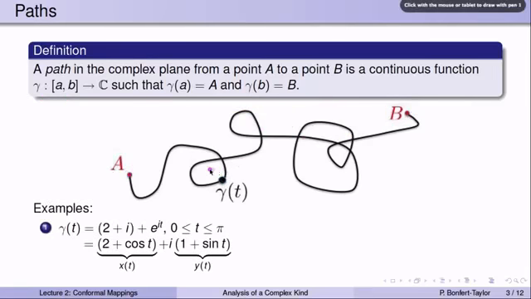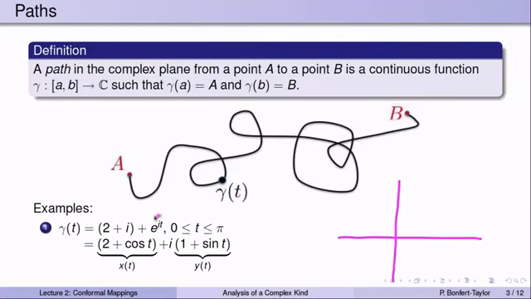Let's look at some examples. Gamma of t is the function 2 plus i plus e to the it for t between 0 and pi. What does that look like? Let me draw some axes. Let's try to figure this out. E to the it, we know, describes a circle of radius 1 if t runs from 0 to 2 pi. Now we're running from 0 to pi, so it's going to be half a circle. But we're also shifting that circle because we're adding 2 plus i to all those numbers. 2 plus i is, say, right here.